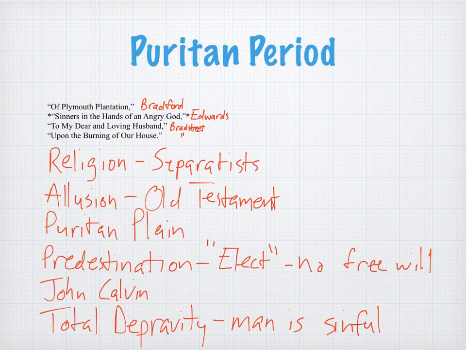Allusion was an important technique. There's lots of allusions to the Old Testament in particular. By allusion, we mean a direct or an indirect reference to another literary work. In this case, alluding to Scripture, making references to the Psalms or to Job or to some of the images from Genesis or Exodus. So lots of allusion.